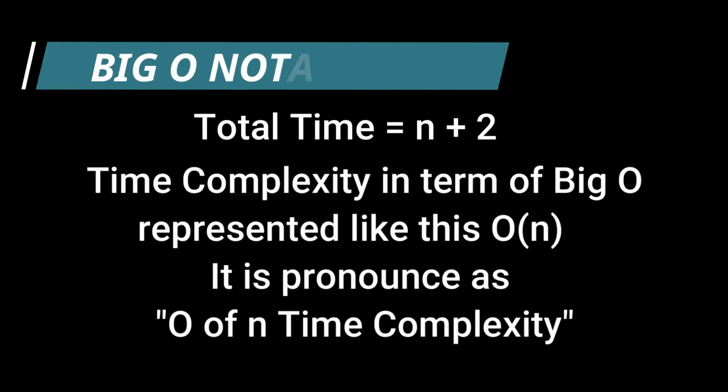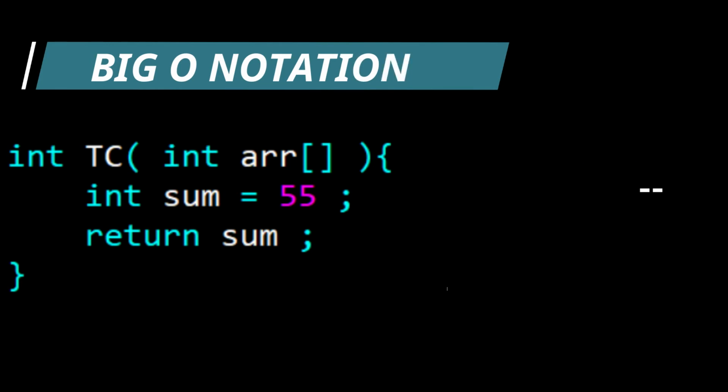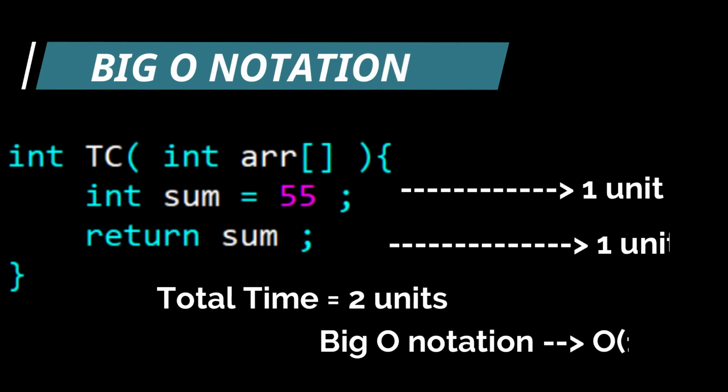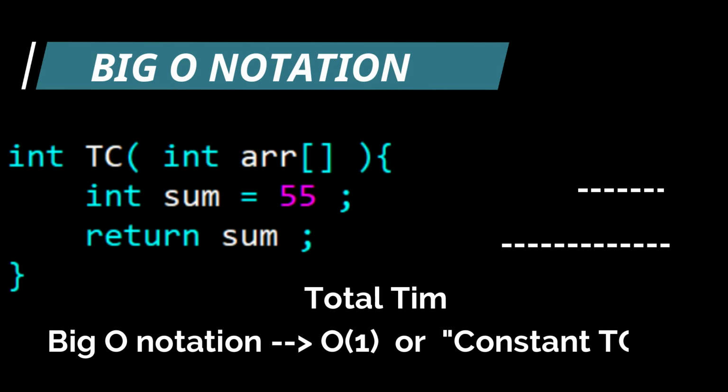Let's take some more equations of total time and define them in Big O notation. Here you can see we have 2 different functions. In the first one you can see there are only 2 statements. So we can calculate that the total time will be 2 units. Now in terms of Big O notation we can see that the max power is 0, so the Big O of time complexity will be Big O of 1 or constant time complexity.